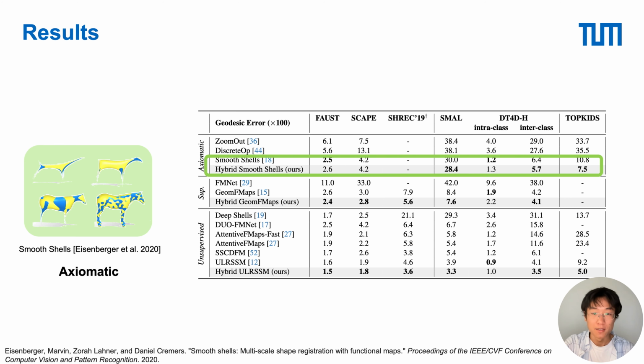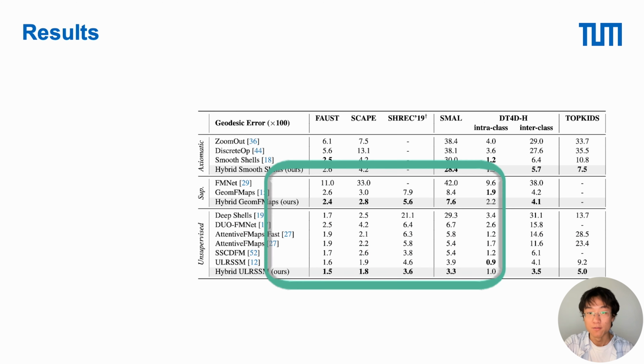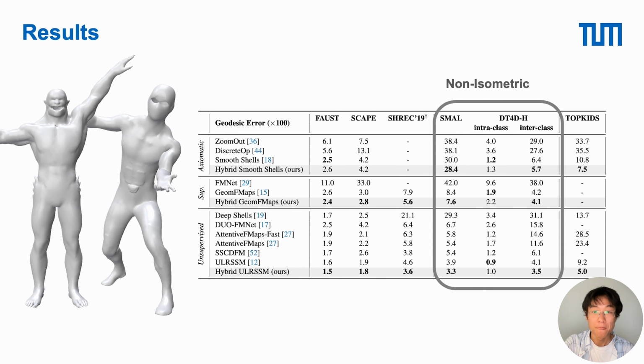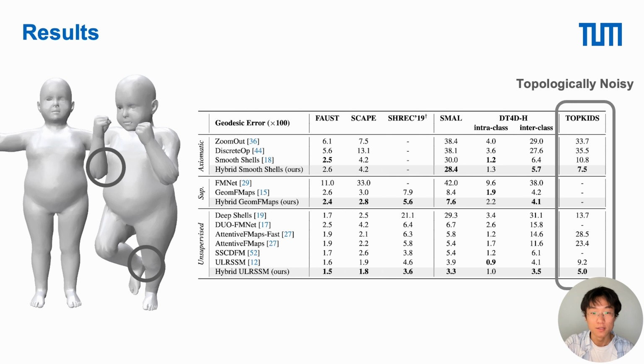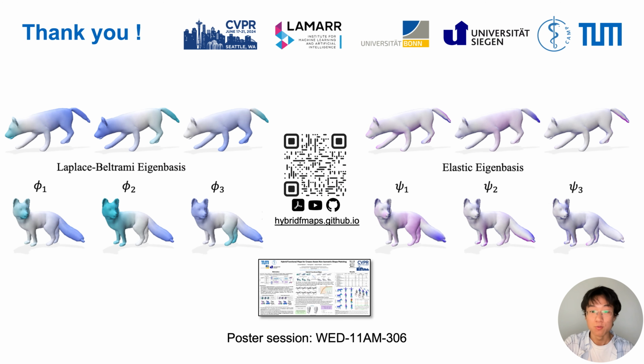We've picked three representative methods from axiomatic, supervised, and unsupervised learning methods, evaluated them across near-isometric, non-isometric, and topologically noisy settings, and we're able to observe overall performance improvements, especially in challenging cases, up to 15 to 45% better mean geodesic errors. We've provided our code at the link here. This includes everything you need to reproduce our results and for your own easy adaptations.